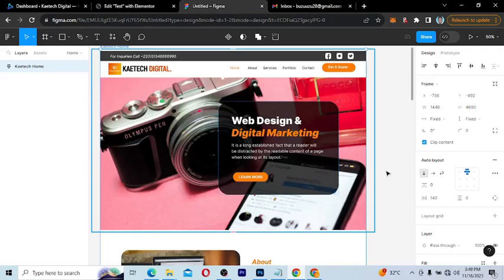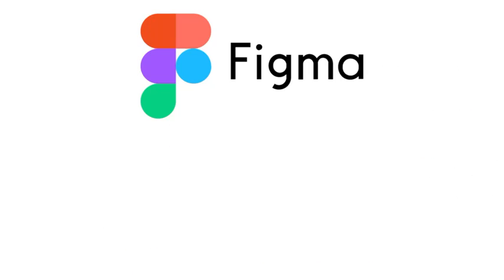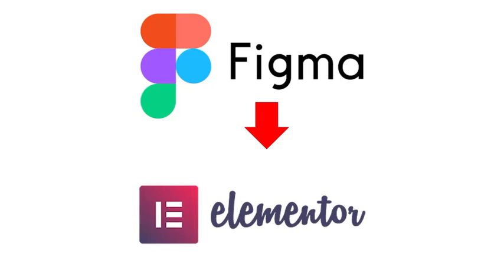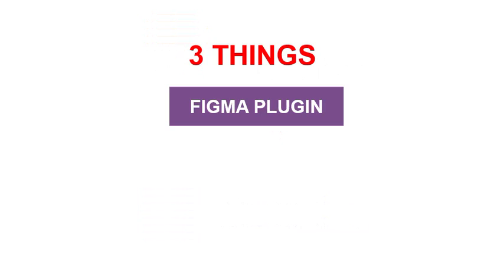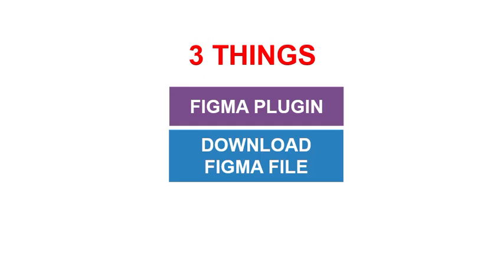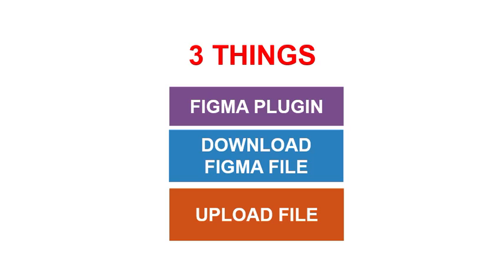In this video, I'm going to show you how you can convert your Figma design into Elementor. Now we are going to do three things. We are going to install a Figma plugin, and then download our design or the file over here in Figma, and then we go to our WordPress website, and we will make sure that we have Elementor installed, and then we will upload or import the Figma file that we downloaded into our WordPress, and that is what we are going to do over here.